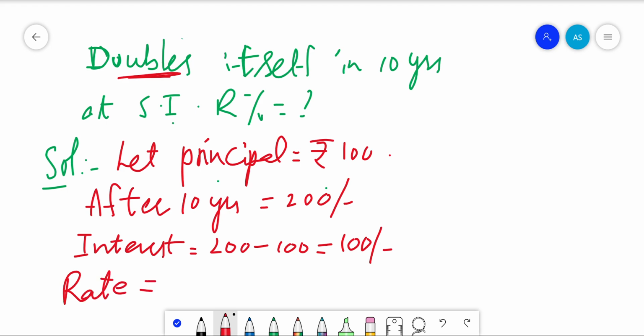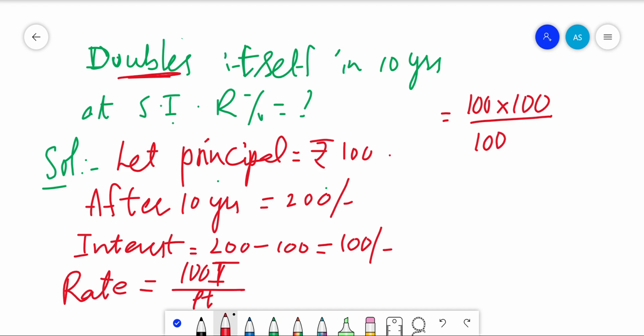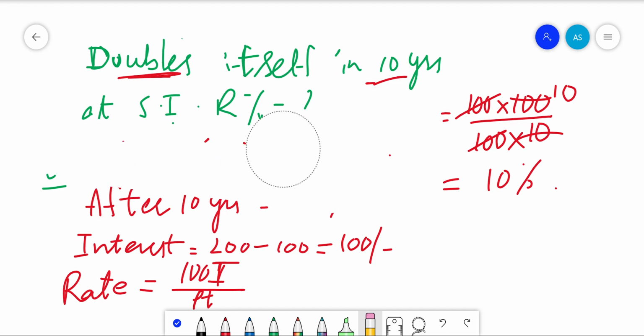What is the formula? Simple interest is PTR by 100. From that, rate of interest is 100I by PT. That is equal to 100 into interest 100 by principal 100 into time 10 years. The 10s get cancelled, and it becomes 10%. Instead of this, I'll tell you a simpler way.